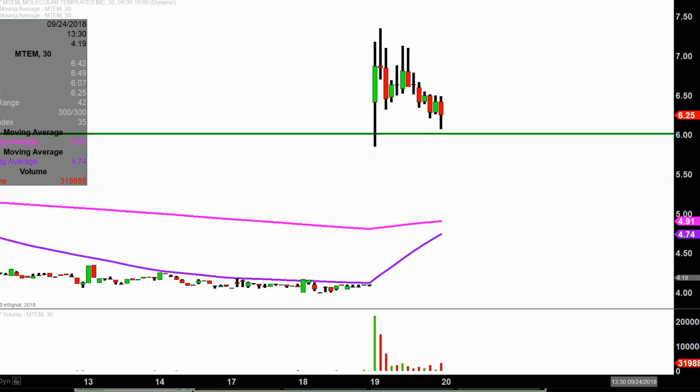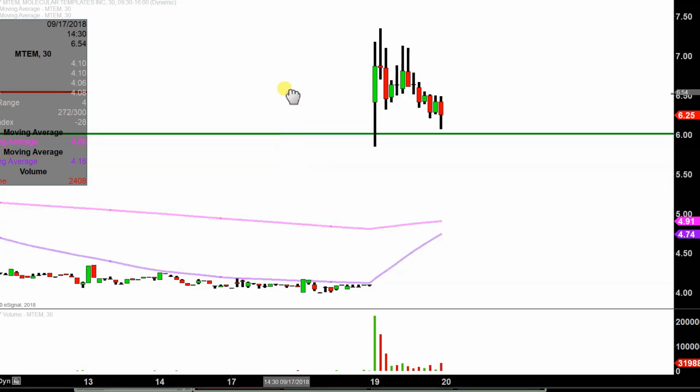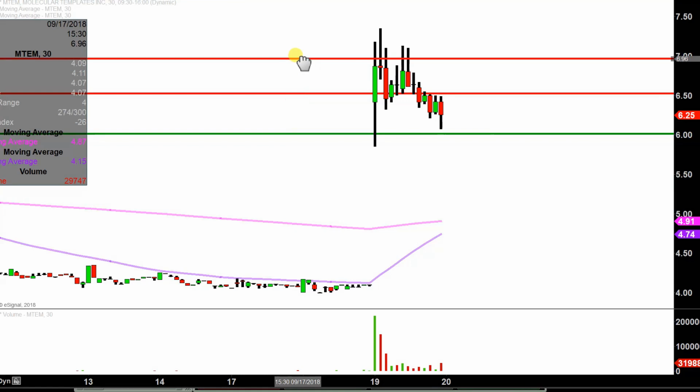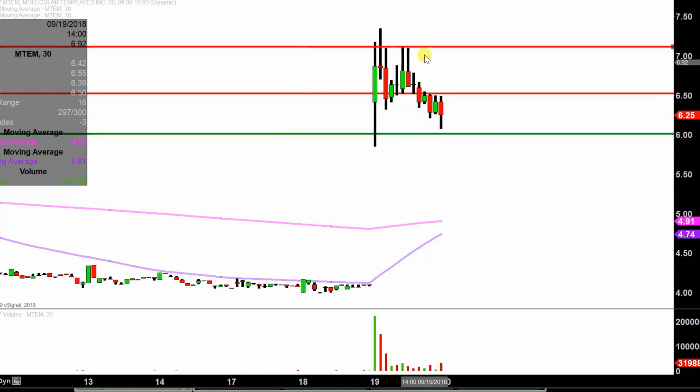Now, what about levels of resistance? As far as where the sellers are hanging out, short-term area of resistance right here at about $6.50, and then the overall level of resistance, which is pretty well defined, right up there at about $7, $7.10. You can see just a whole bunch of price congestion right up around the $7 to $7.10 area. So that'll be public enemy number one going forward.